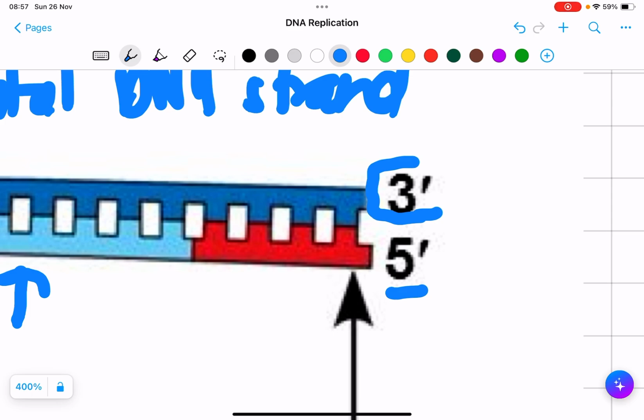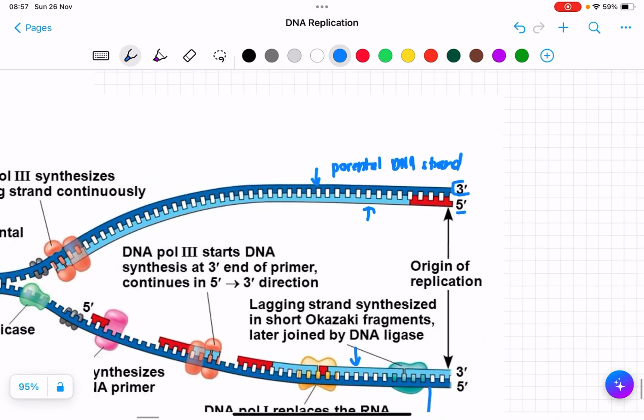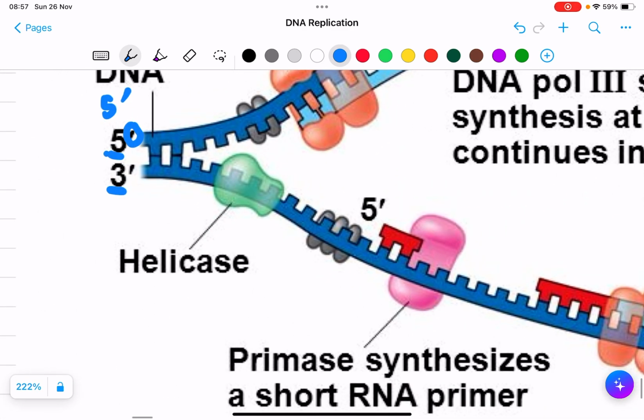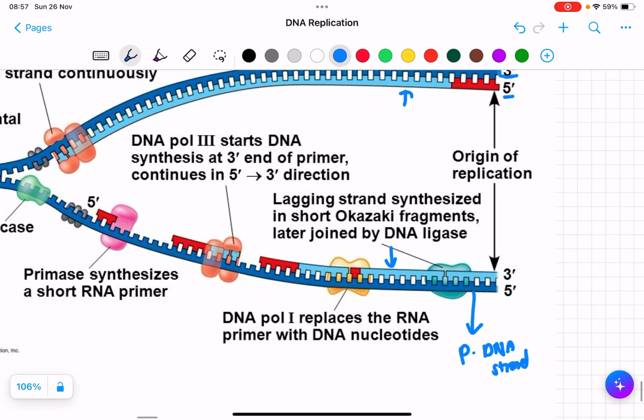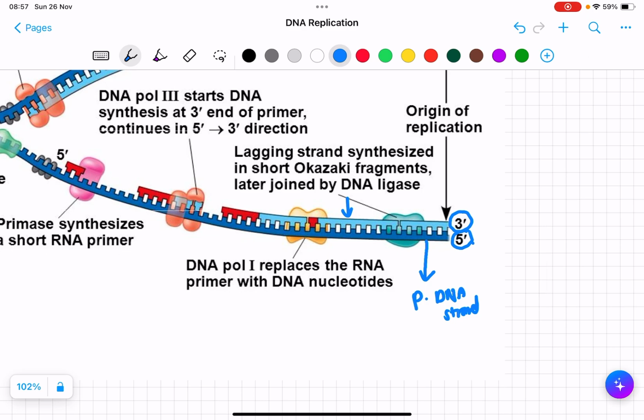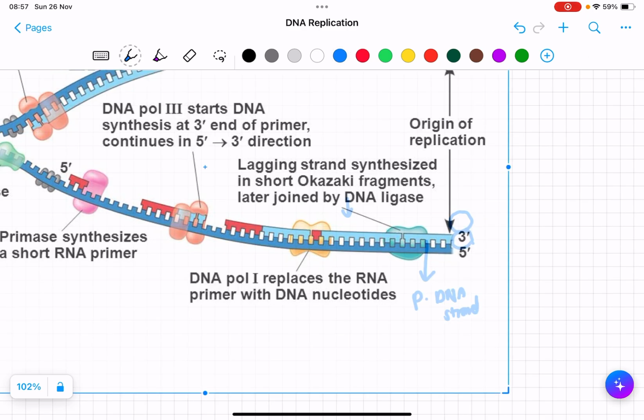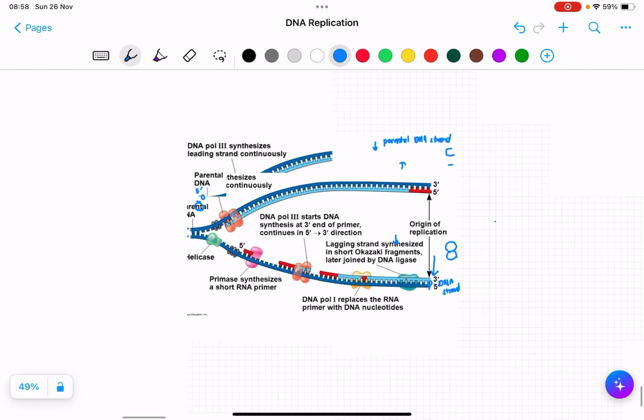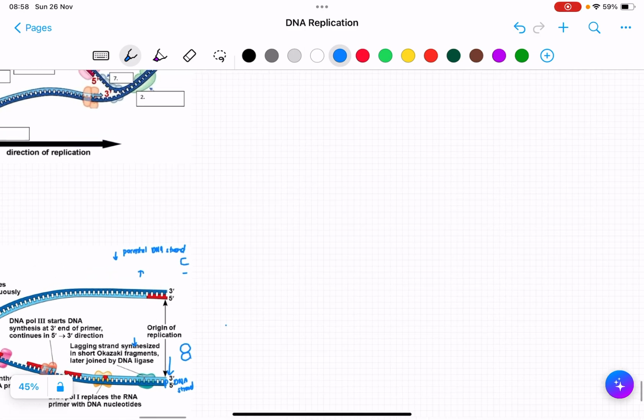Sebab DNA adalah anti-parallel. Jadi kalau kat sini 5, kat sini 3. And kalau kat sini 3 sudah, hujung dia mesti apa? Mesti 5. Good. Kalau kat sini 5, opposite dia mesti 3. Dan seterusnya. So, ini adalah contoh gambar yang akan keluar dalam exam untuk DNA replication.